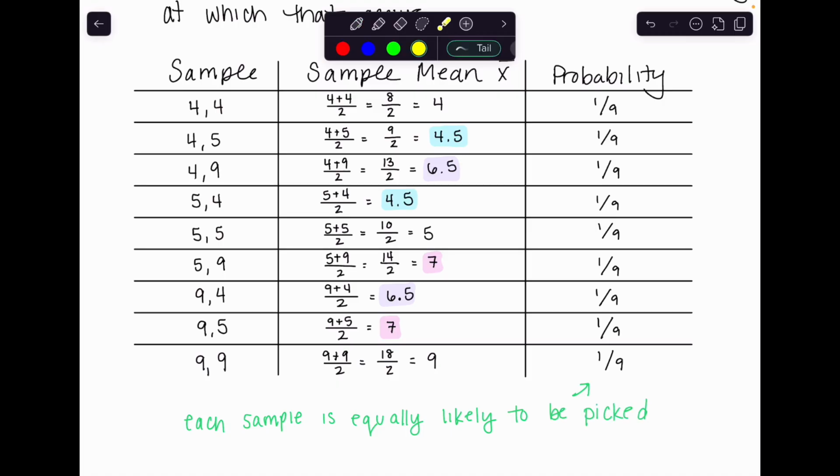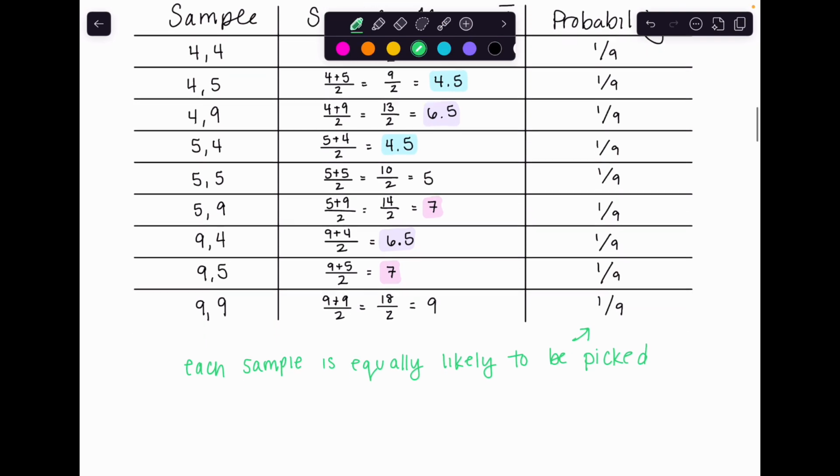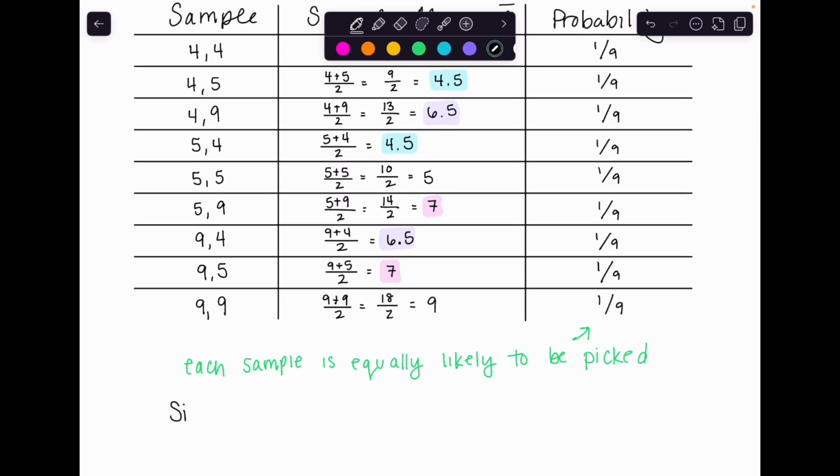Now for my analysis, I really don't care about the samples themselves. This is going to be the most important information. When we have these repeats, you actually have a higher probability of that mean occurring. Since 4.5 appears twice and each one has a probability of 1/9, you have a 2 in 9 chance of this particular sample mean occurring. Likewise, the sample mean of 6.5 occurs 2 out of 9 times, so you have a 2 in 9 chance of this mean occurring. Since the sample means repeat, we can condense this.